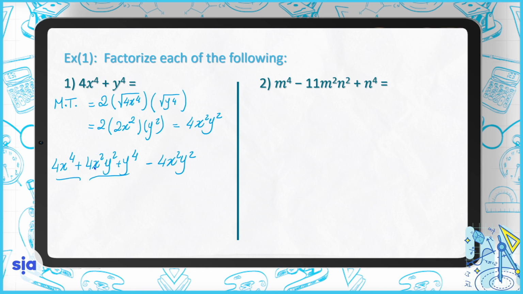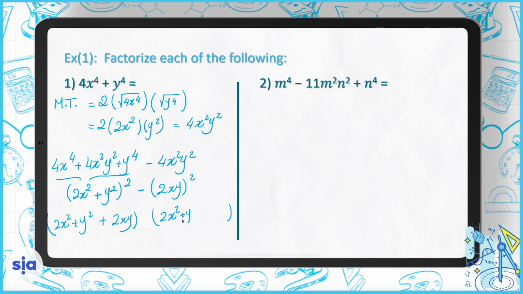So these three terms are now forming a perfect square as (2x squared plus y squared) all squared minus (2xy) all squared. Let's make two brackets now. The first term 2x squared plus y squared, once plus the 2xy, which is the second term, and in the other bracket the first term minus the second term, which is negative 2xy.